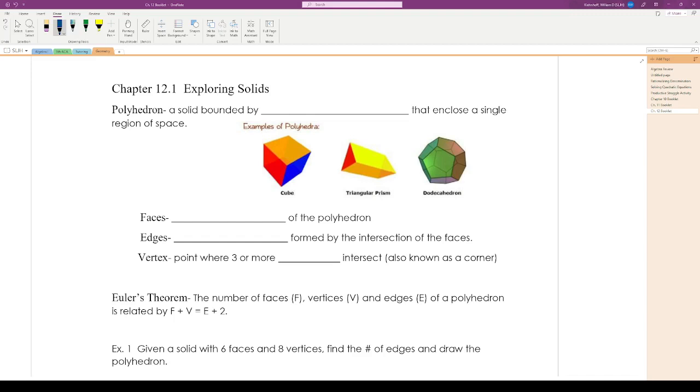So we're going to start with definitions and terms for 3D stuff. Polyhedron is kind of like our equivalent of polygon. A polygon was a two-dimensional shape, and a polyhedron is a three-dimensional solid, but there's a lot in common between them. In fact, the meaning of this is a solid that's bounded by polygons. So all of the faces of it are going to be planar shapes that are polygons.